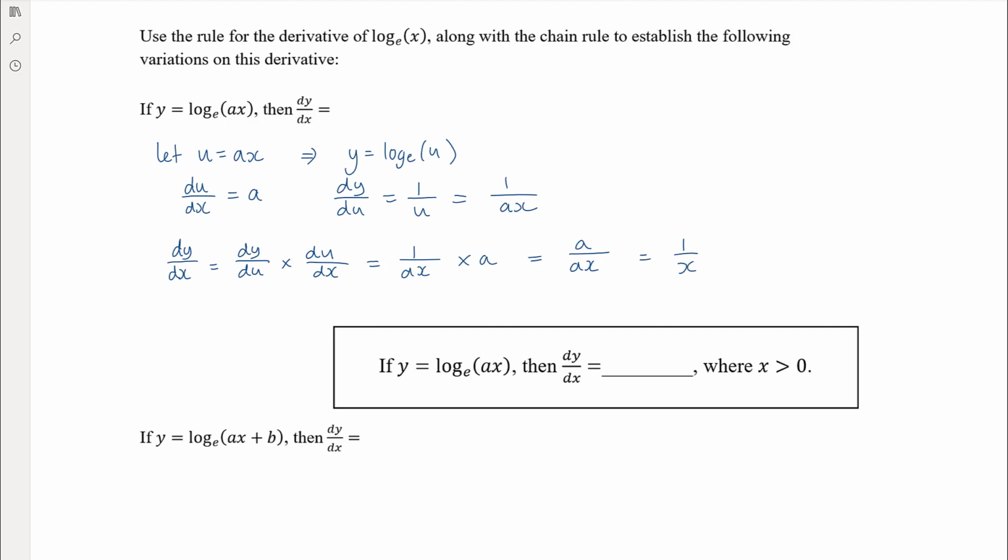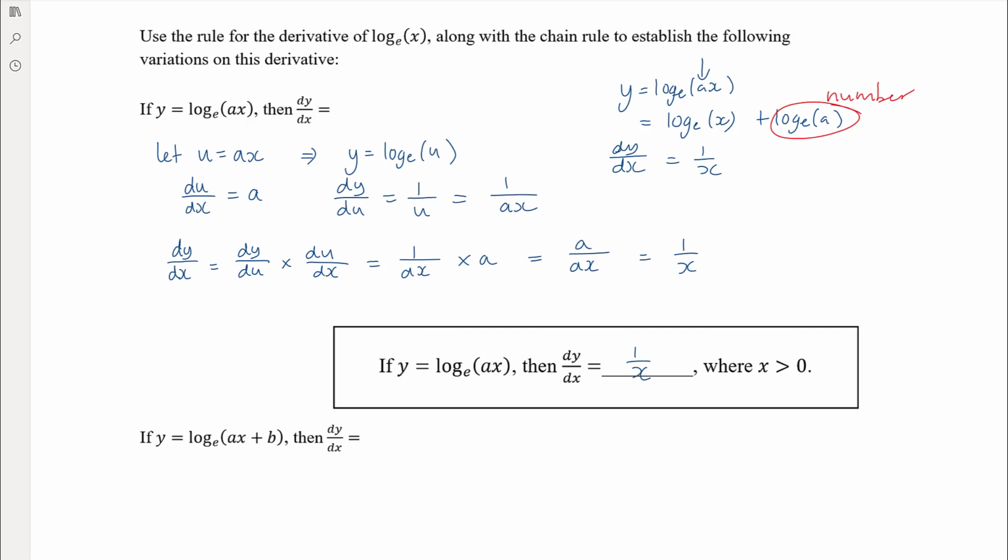So what we actually see here is that the derivative of log e of ax is just the same as the derivative of log e of x. And that's because if we have y equals log e of ax, our log laws mean that that's the same as log e of x plus log e of a. And that's just a number. So if we were differentiating that, the derivative of log e of x is 1 on x, and the derivative of a number is 0. So actually this a in here doesn't change anything.